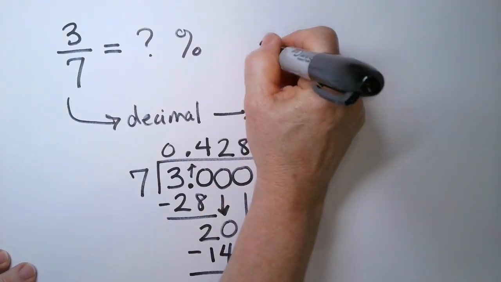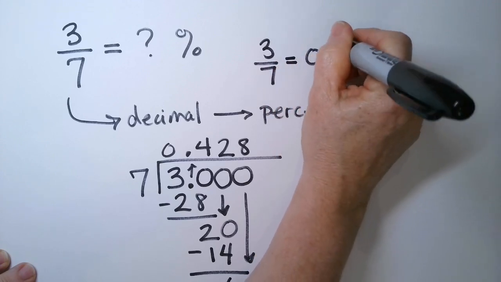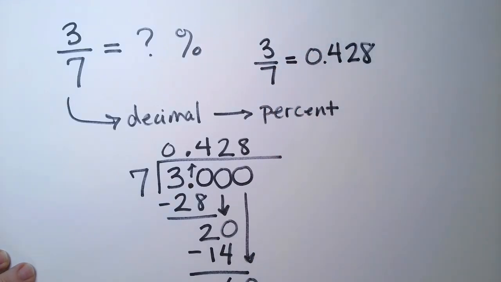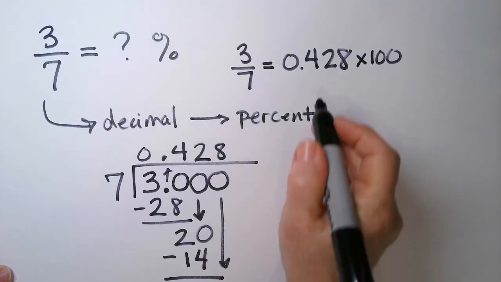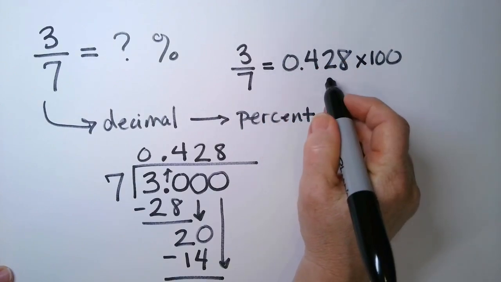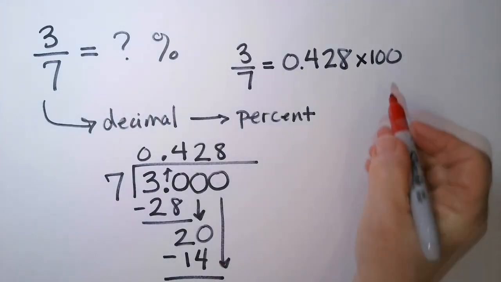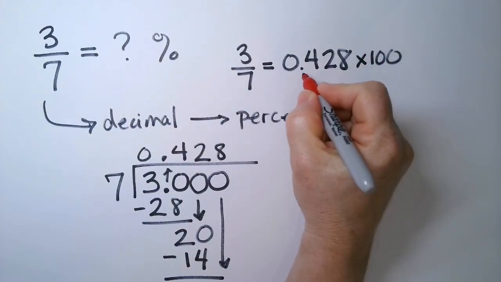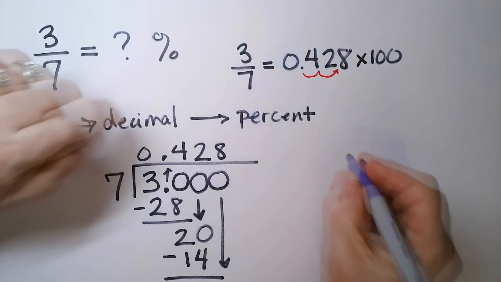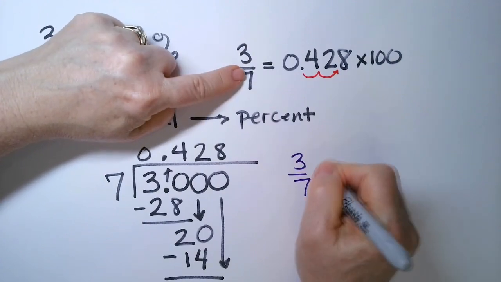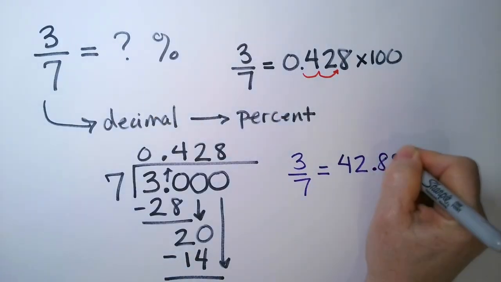So I have 3/7 is equal to 0.428. I got that just by doing the division. I can turn this decimal into a percent by multiplying by 100. When I multiply by 100, because there are 2 zeros, this decimal point goes 2 hops to the right. And my final result is 3/7 equals, with the decimal point there, 42.8, and that's going to be my percent.